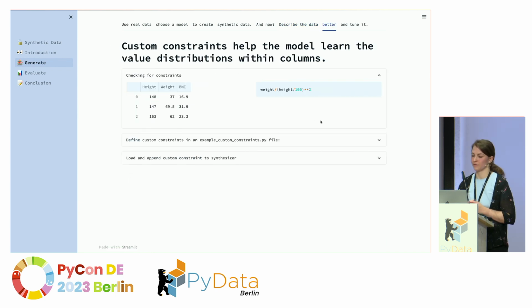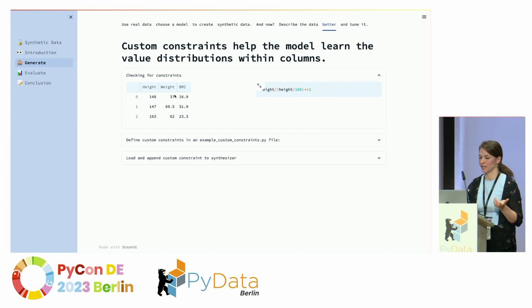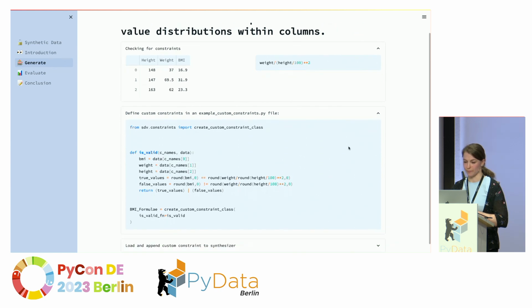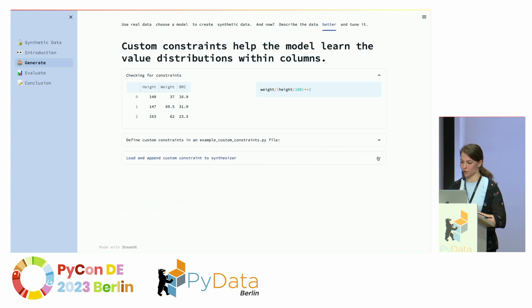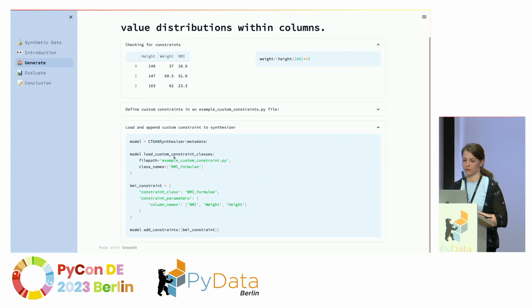The second thing we can do is defining constraints. I'm using an illustrative example here, where we have the BMI column, and you can actually calculate it from height and weight. So we're going to use this formula, and then you have an extra file where you specify your validation function, and this form is preset by the package. You define this custom constraint class, and then when you train your model, you load it, tell it what columns to use, and then you add these constraints to the model.